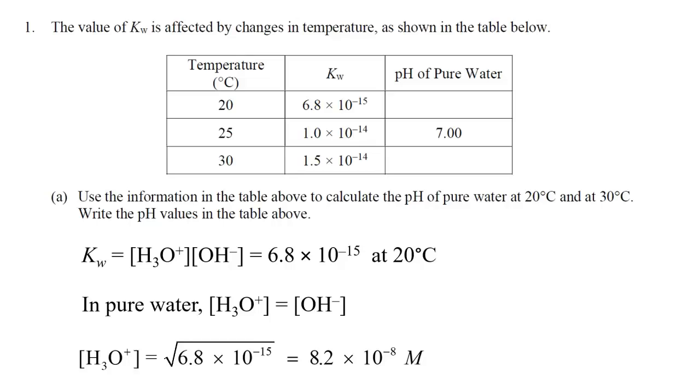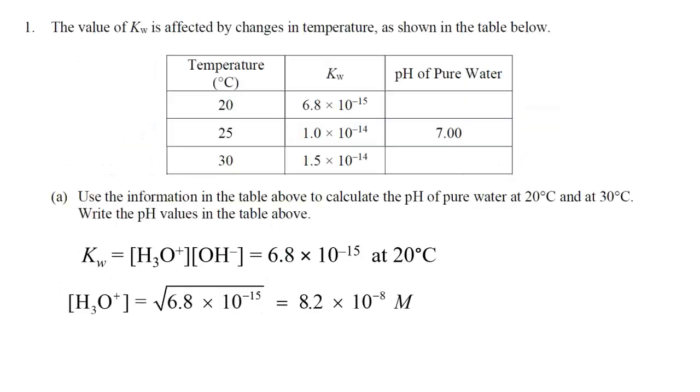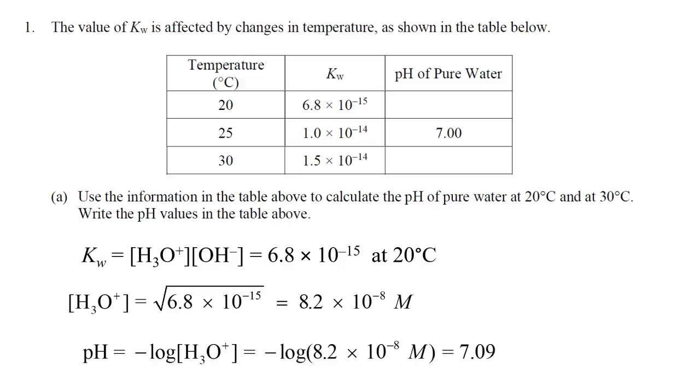Now, looking back on the equations and constant sheet, the pH is defined as the negative log of the concentration of the hydronium ion. So when we take the negative log of 8.2 times 10 to the negative 8 moles per liter, we get a value of 7.09. So 7.09 is the pH of a sample of pure water at a temperature of 20 degrees Celsius.